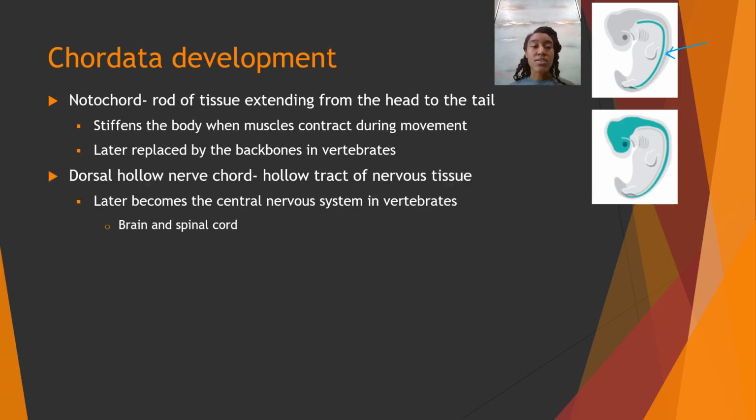All chordates also have a dorsal hollow nerve cord, and this is just a cord of nervous tissue that runs from the head to the tail, and it can be seen here as this blue area, all that blue. The dorsal hollow nerve cord in vertebrates later becomes the central nervous system, including the brain and the spinal cord.